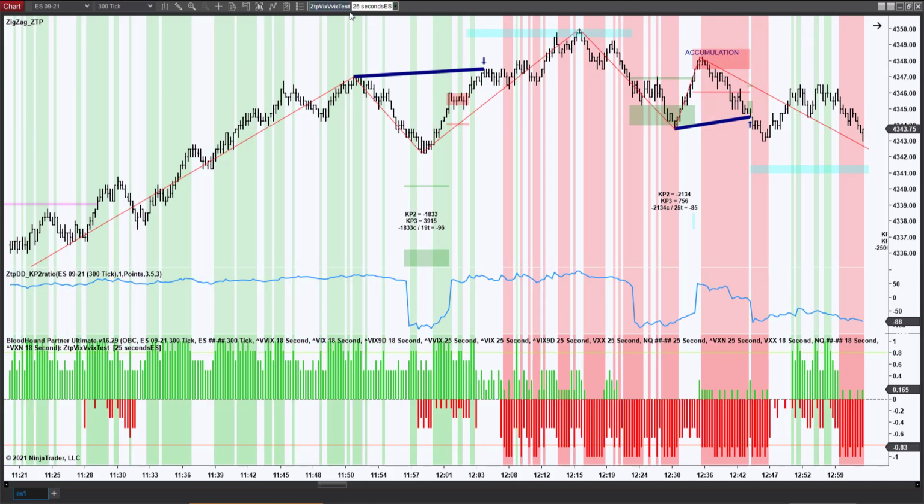So I've changed the template to the 25 ES, and we can see that even clearer. The only greens that we are getting down here in this last move are the greens that are associated with price on the ES going higher. That means that all of the reds that we see down here, the 50% reds, were coming from the VIX going against us.